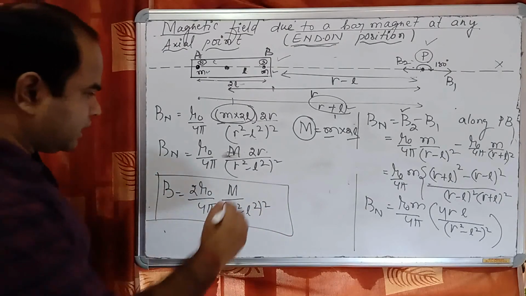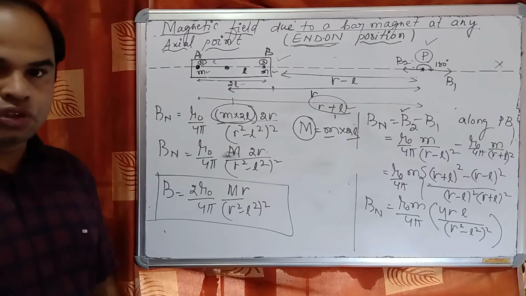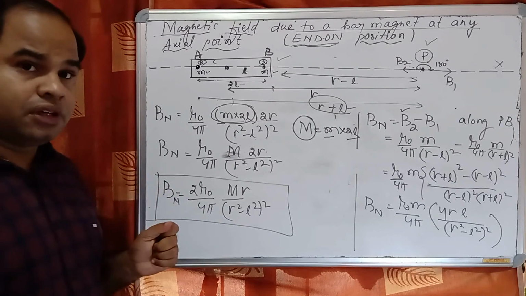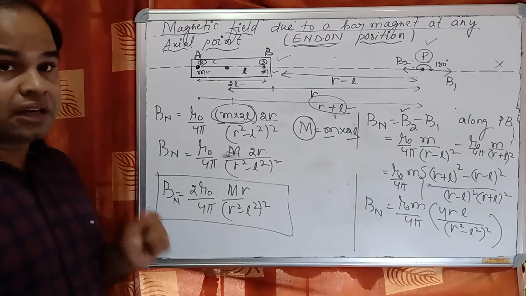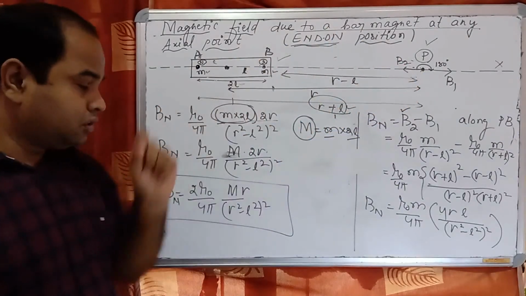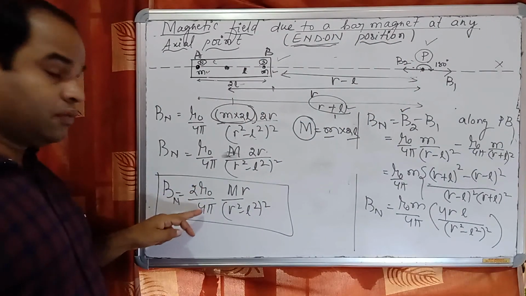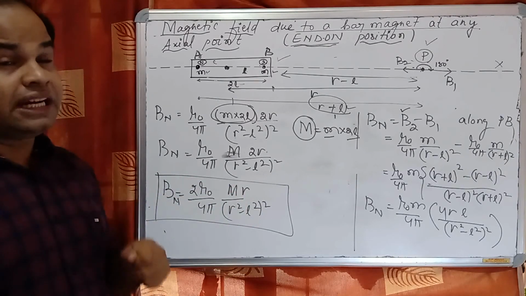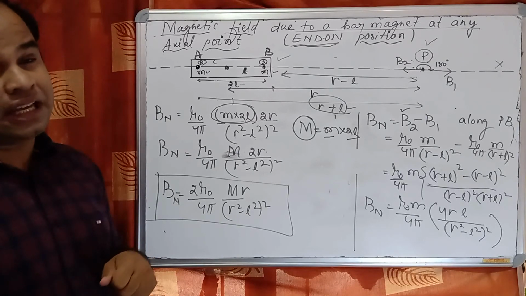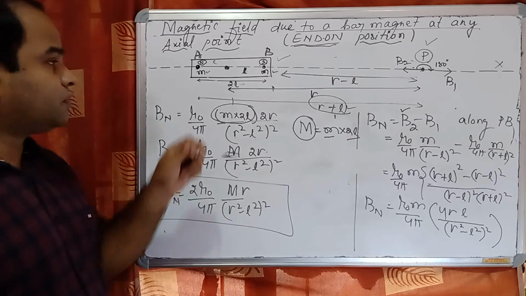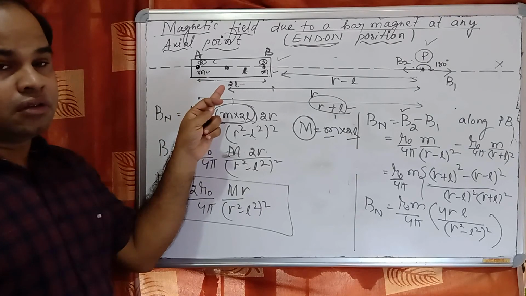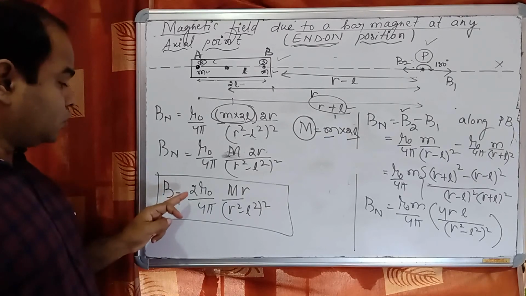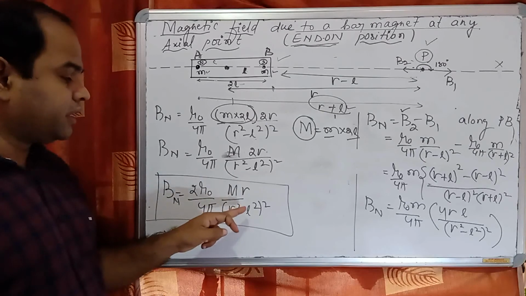So we can say the net magnetic field produced by a bar magnet at any axial point is equal to 2 mu naught by 4 pi m r by r square minus l square whole square. Again I am saying, the net magnetic field produced by a bar magnet at any axial point which is r distance from the center of the bar magnet is given by Bn is equal to 2 mu naught by 4 pi m r by r square minus l square of whole square.